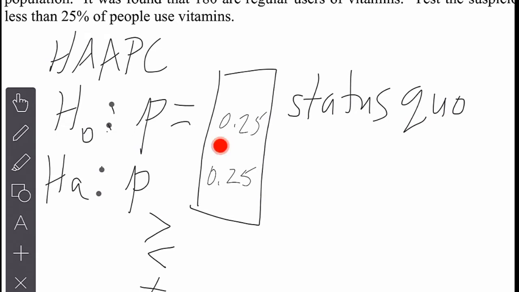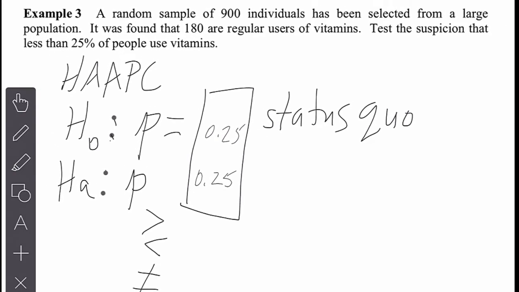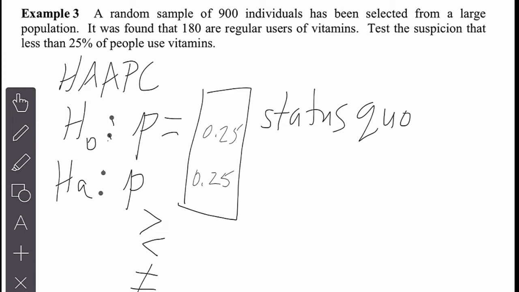But if we find evidence that that's not true, in this problem, they specify that we want to test to see if less than 25% of people use vitamins. Okay, so I translate that into that symbol out of the 3 possibilities. That's the one I'm going to use. So I have to see that my sample proportion is different enough from 25% in terms of being an outlier, too many standard deviations away, that's going to make me reject the null hypothesis or the status quo.